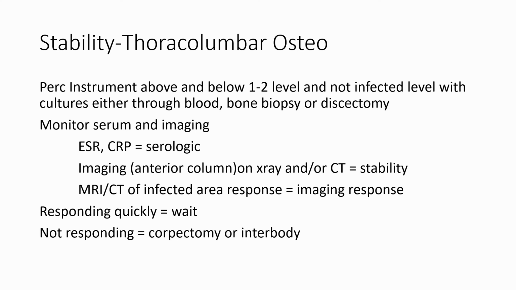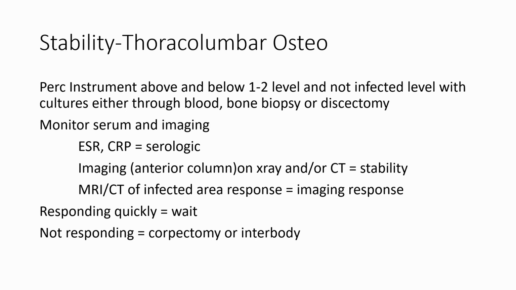In terms of stability and surgical treatment for osteomyelitis, my preference is percutaneous instrumentation 1 or 2 levels above the level of infection. Don't instrument the infected level, and do it percutaneously. Then do sequential blood work and imaging. I think the 6 week and 3 month marks are very crucial in terms of what the blood work says, in terms of ESR and CRP, and then MRI and CAT scan. See if it's responding in terms of blood work and imaging.